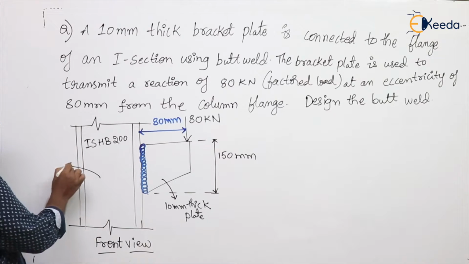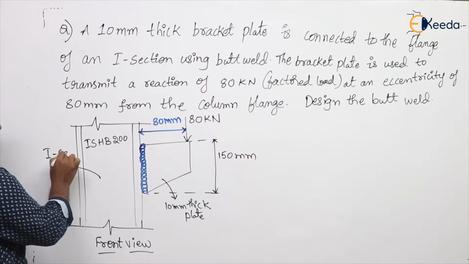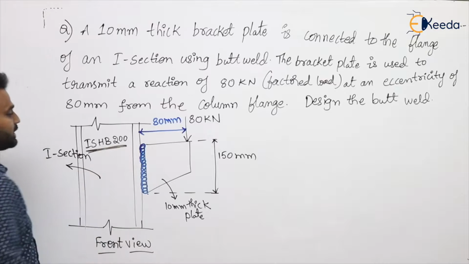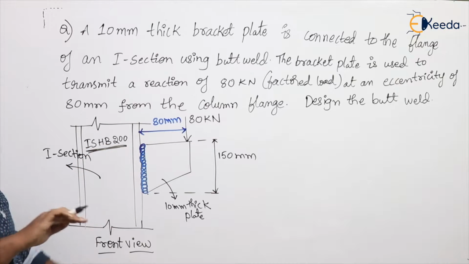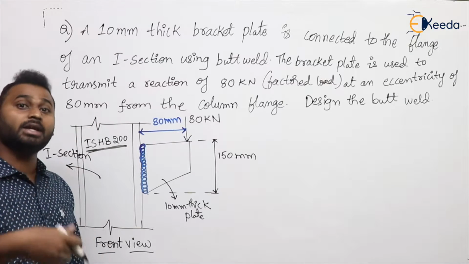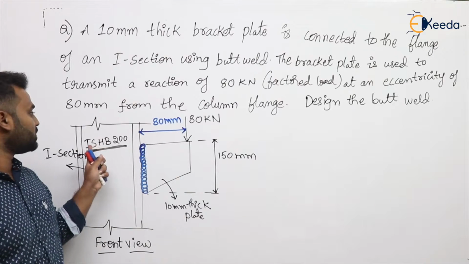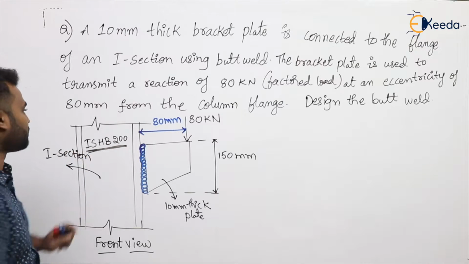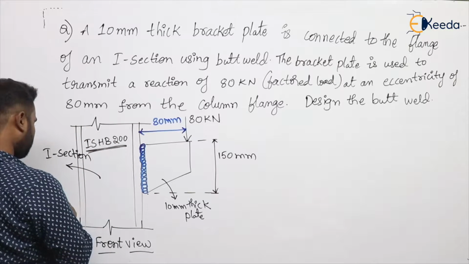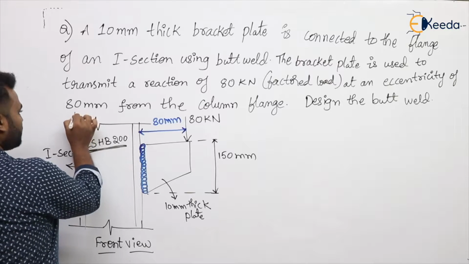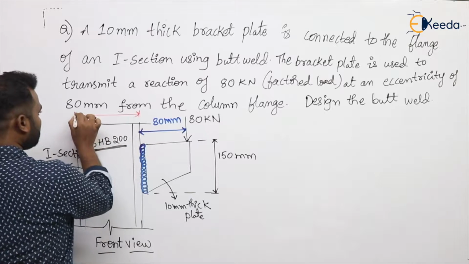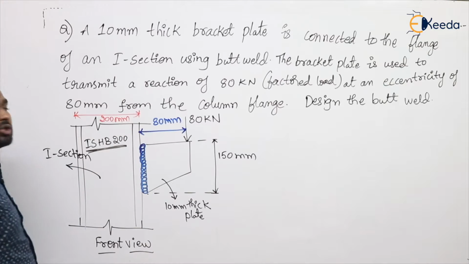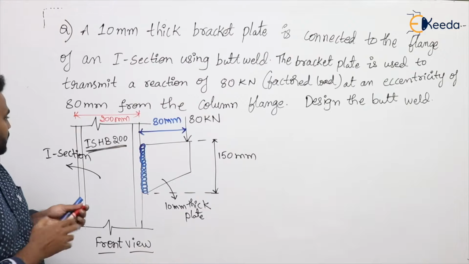Obviously, this is an I section, right? This is the I section, and these are the specifications of that I section. That is ISHB 200. We know what ISJB, ISLB, ISMB, and ISHB are. Here ISHB is nothing but Indian Standard Heavy Beam of overall depth 200 mm. It means from here to here, the distance is 200 mm. That is the overall depth of the I section.